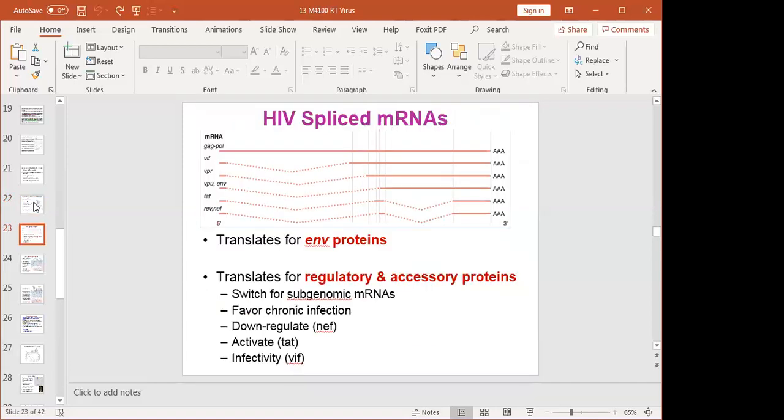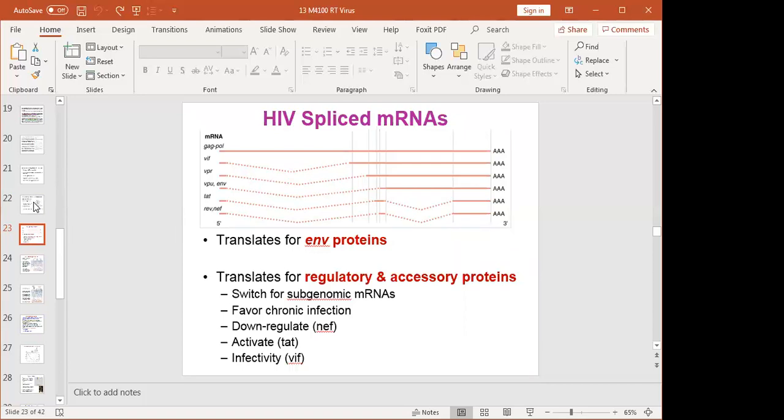Slide number 23 shows HIV spliced messenger RNAs. As you can see, we have multiple messenger RNAs. They all have a 5' cap and a 3' poly A tail. The 5' and 3' ends are identical. The rest of it is different. So it translates for envelope proteins and also for a series of regulatory and accessory proteins.